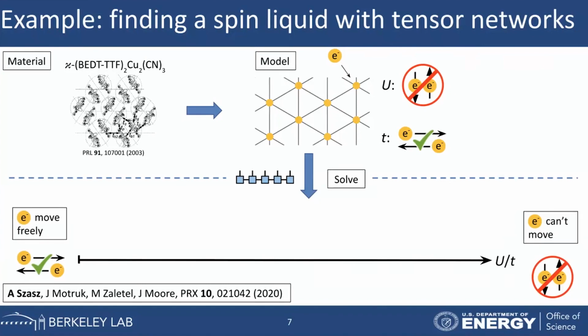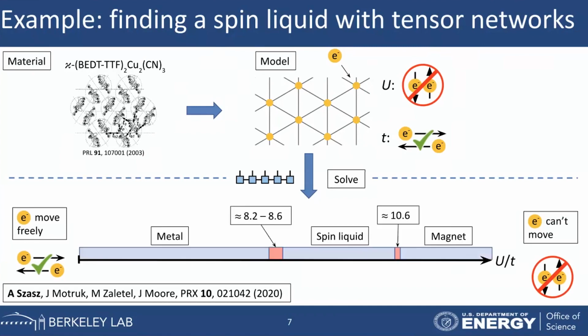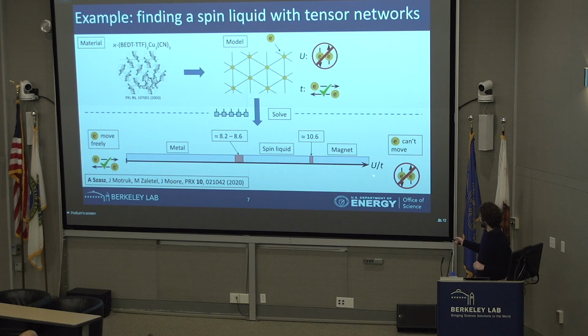And so we solve it as a function of this parameter, U over T, in other words, the ratio of basically how freely the electrons can move. And the result of the calculation is that there are 3 different phases of matter you find as a function of this ratio U over T. When the electrons are really constrained and can't move, we actually get a magnet. When the electrons can move very freely, we get a metal. And in some intermediate regime, we find one of these spin liquid phases.